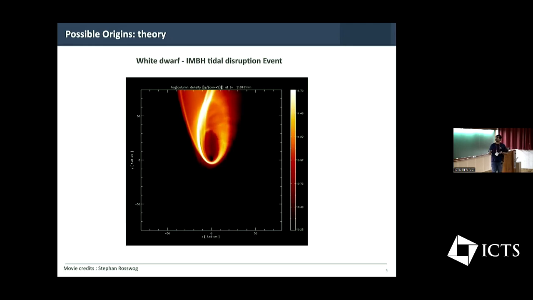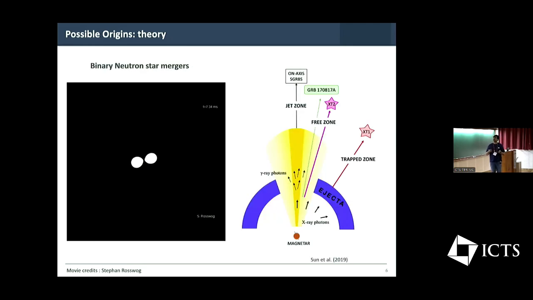Another possible progenitor is a binary neutron star merger. Some of the host properties as well as the luminosity constraints point to binary neutron star origins in some of the fast X-ray transients. For some of the FXTs, the host properties match very well with the binary neutron star origin.